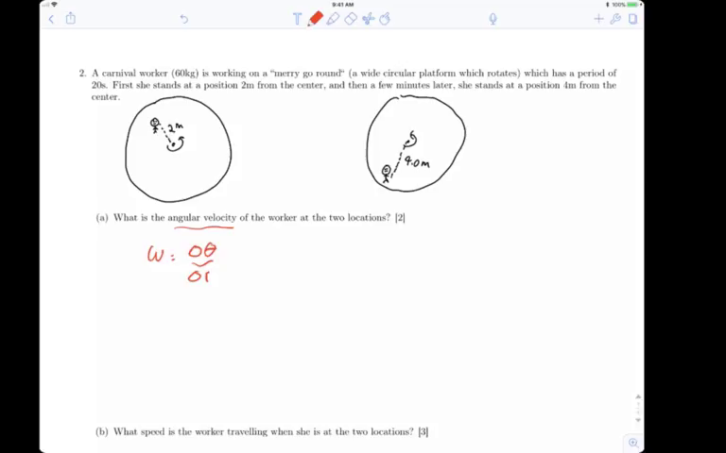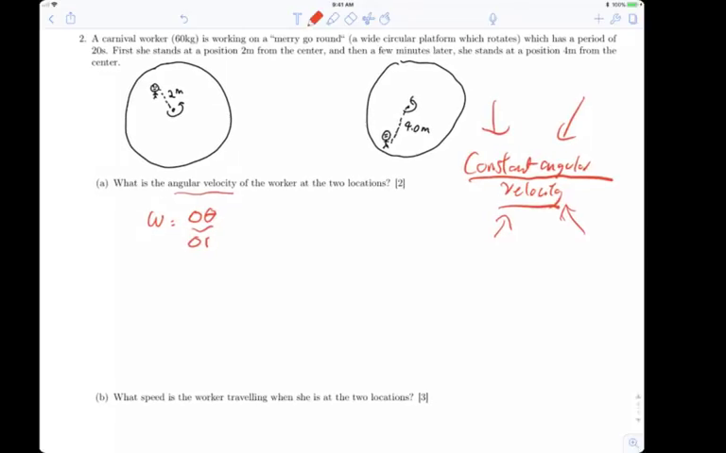So essentially what I'm asking you for is what's the angular velocity? We're given information about the period. You go 2 pi distance around in one period, and it takes 20 seconds. So that's 0.314 radians per second at both locations.